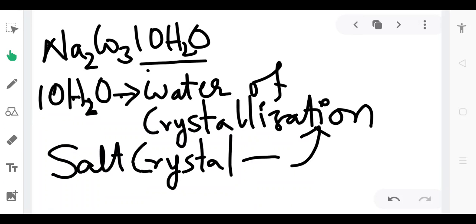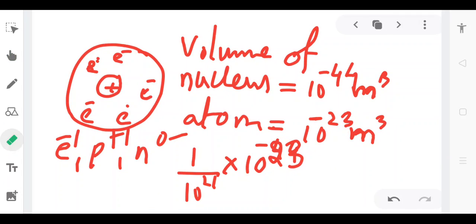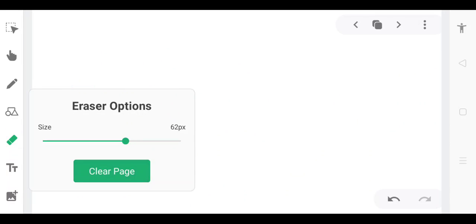For sodium carbonate, which is nothing but washing soda, 10 water molecules is the water of crystallization. So this is about washing soda preparation, uses and water of crystallization. And the next thing is one more compound we have, that is plaster of Paris. So how to prepare that?